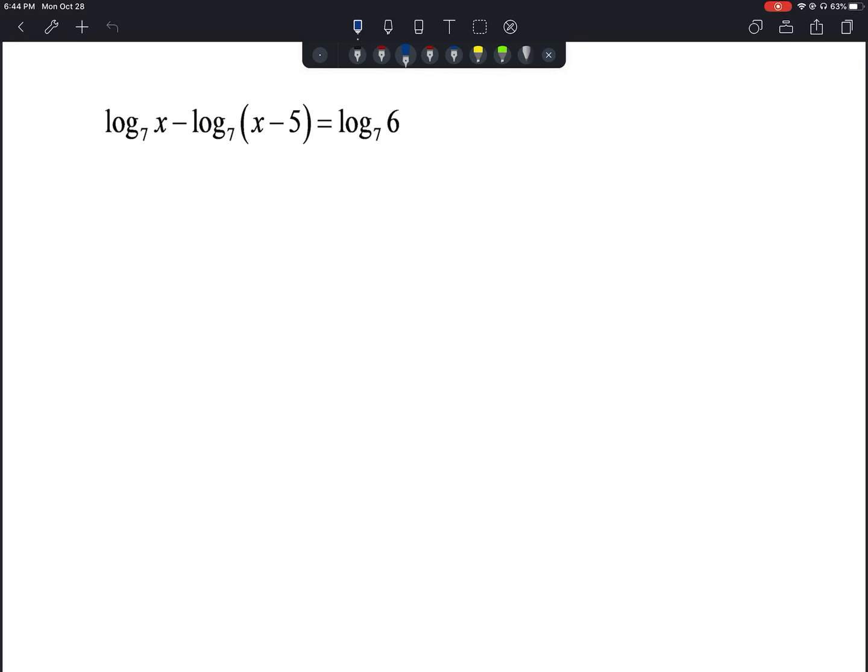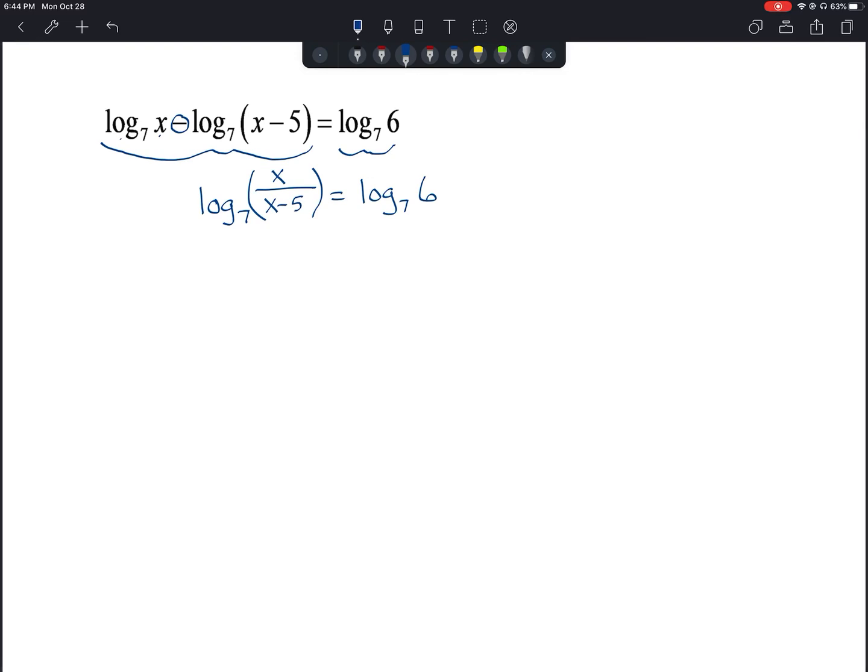So this one here, we have 2 logs on the left side, and we have 1 log on the right side. So let's start with the left side here. Log base 7 of x minus log base 7 of the quantity x minus 5 equals log base 7 of 6. Let's rewrite this. Since it's subtraction, that's going to be log base 7 of x over x minus 5, and that should equal log base 7 of 6.